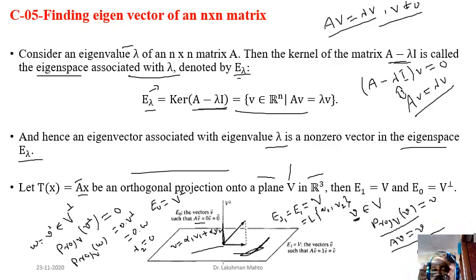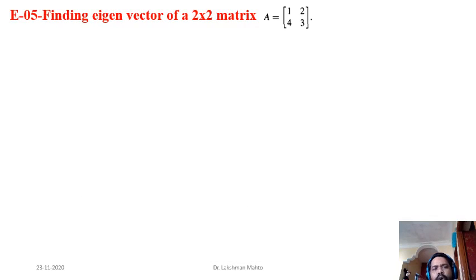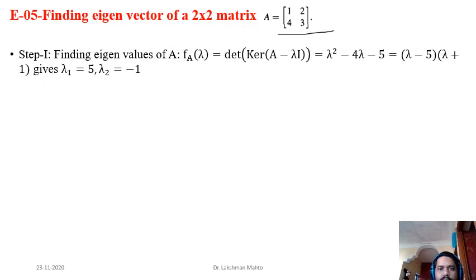Okay, how to find the eigenspace. We are going to find the eigenvectors of a given matrix as an example, and I will go step by step. Here we have a matrix with entries 1, 2, 4, 3. In the first step we have to find the eigenvalues of the given matrix. How to find them? Just define the characteristic polynomial: lambda squared minus 4 lambda minus 5. Factor it into linear terms: lambda minus 5 times lambda plus 1. It gives two eigenvalues. The first eigenvalue is 5, the second eigenvalue is -1.